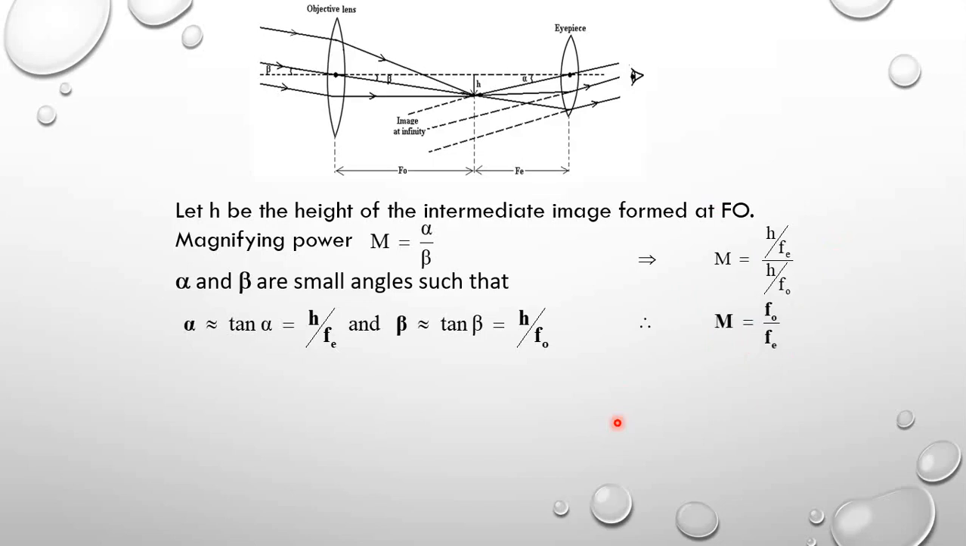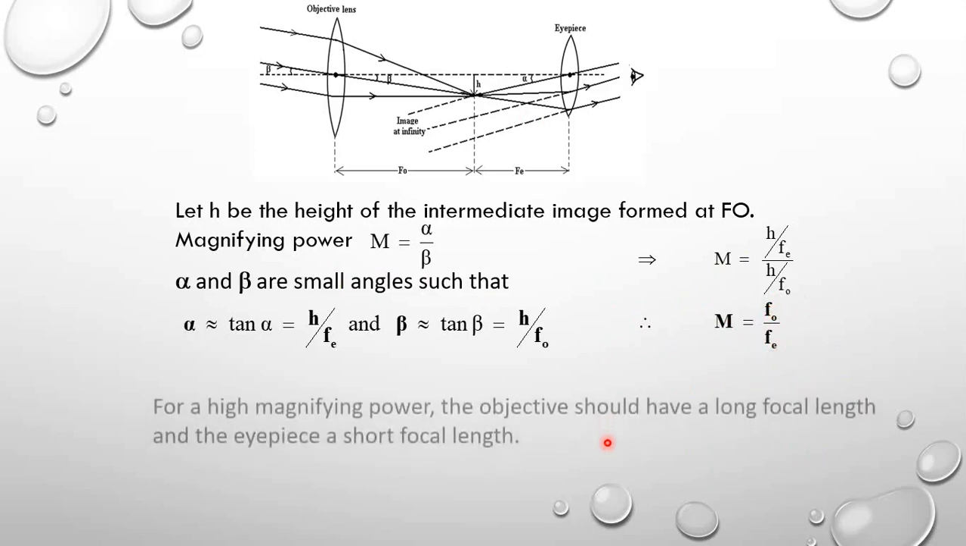Now we can note from this that for a high angular magnification, or a high magnifying power, f0 must be greater than Fe. So the focal length of the objective must be greater than the focal length of the eyepiece.